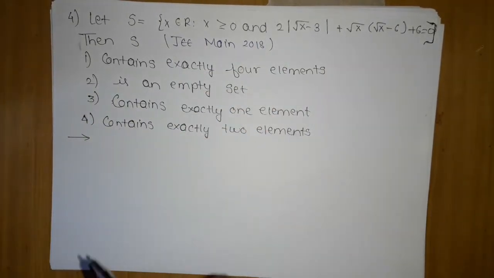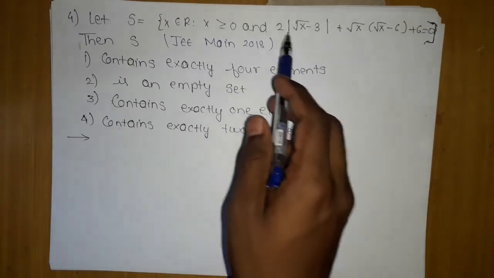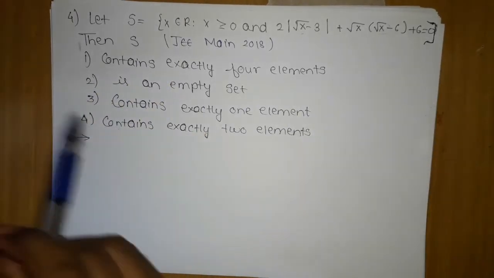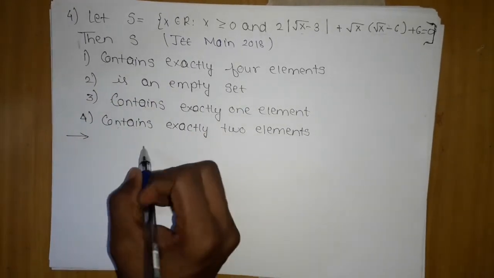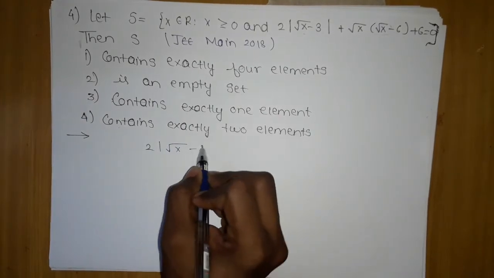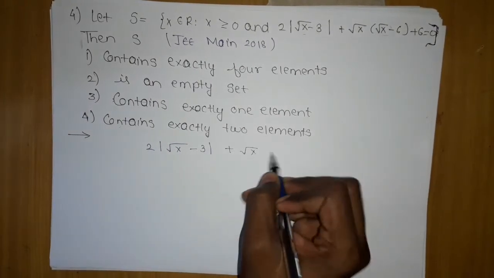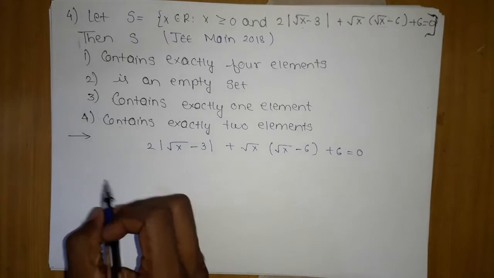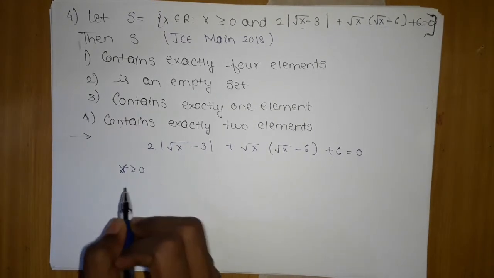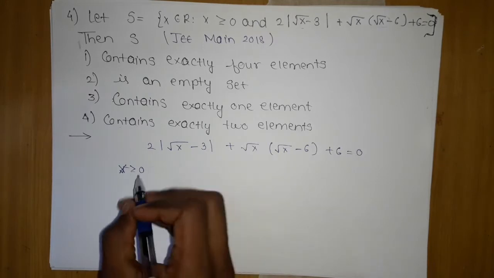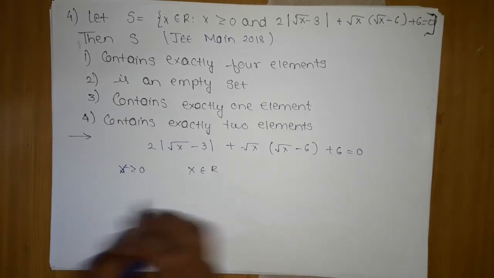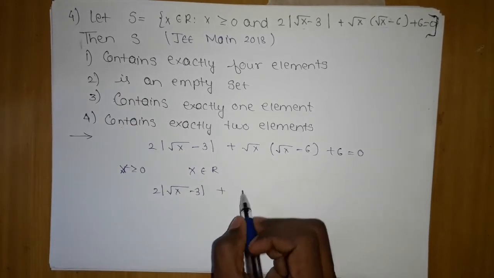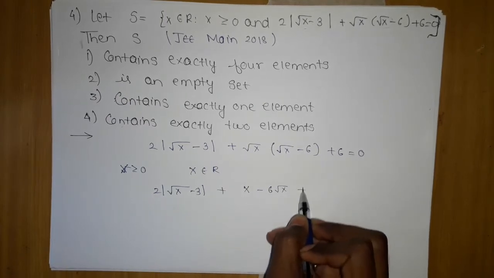So there will be use of quadratic fundas, because you can see it is multiplying, and it will form something similar to a quadratic expression. Let's consider this expression: 2 mod of root x minus 3, plus root x into root x minus 6, plus 6 should be equal to 0. Now x should be greater than or equal to 0. Why? Because root of x should be defined, and here they are telling x belongs to R. Further on, if I multiply this, I have x minus 6 root x plus 6 equal to 0.